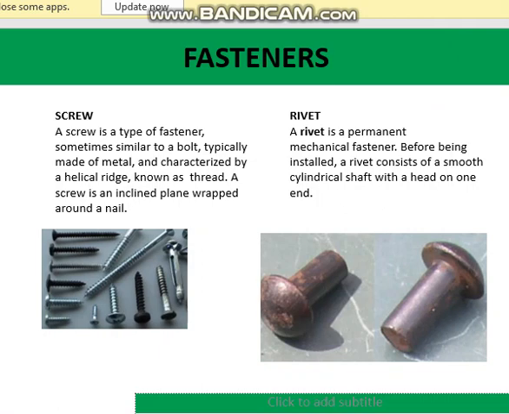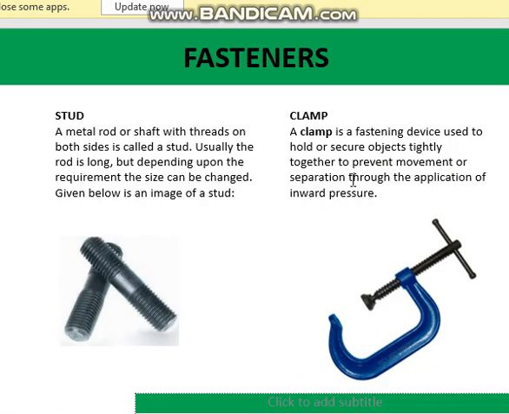A rivet is something different, a permanent mechanical fastener. Before being installed, a rivet consists of a smooth cylindrical shaft with a head on one end. Then we have stud and clamp. Their pictures you can see on the slides. A metal rod or shaft with threads on both sides is called a stud. Usually the rod is long, but depending upon the requirements, the size can be changed.